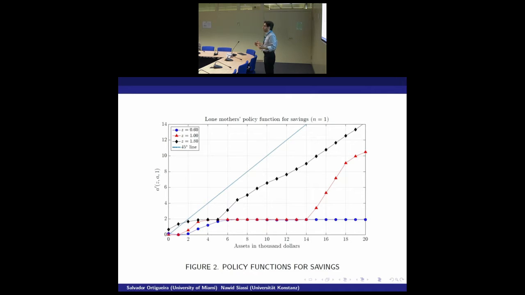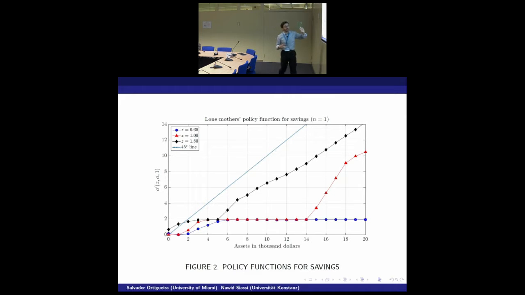It's a huge distortion. This is because of the cliff. Think of this single mother, the red one. She has the average labor productivity equal to 1. If she has today $14,000, she's going to save $12,000 to remain in the program. So this is a graph that is meant to capture the disincentives introduced by the cliff in assets for entitlement in the food stamp program in the model.